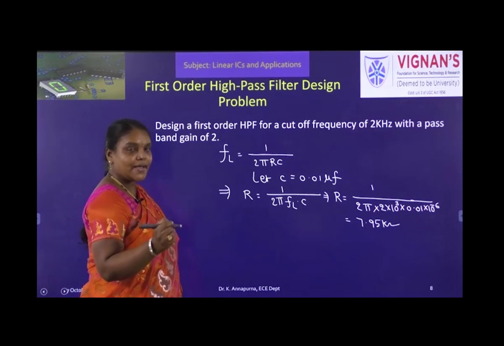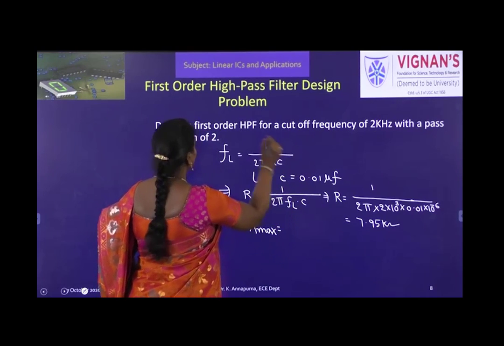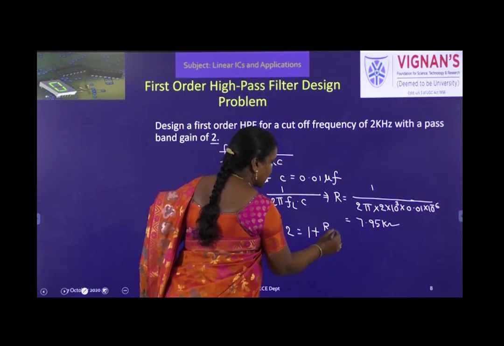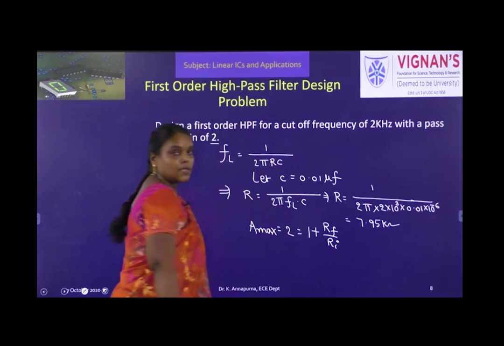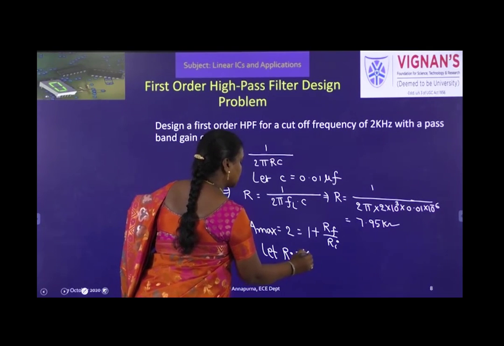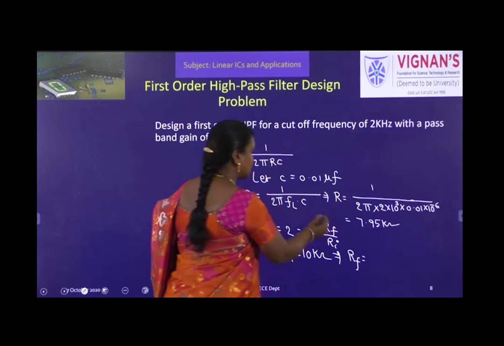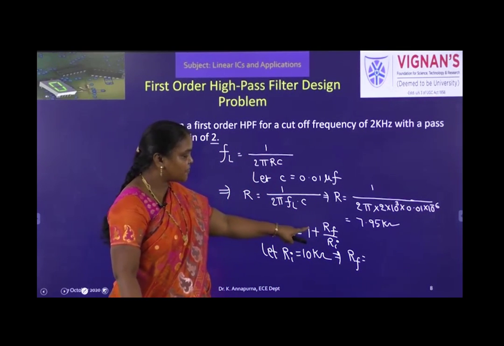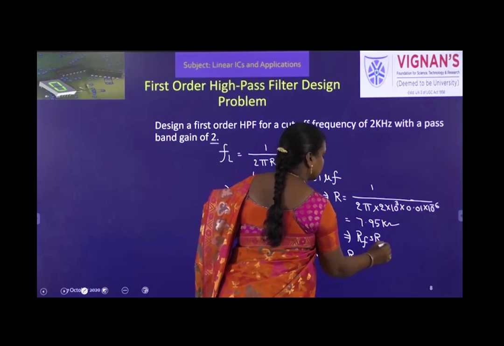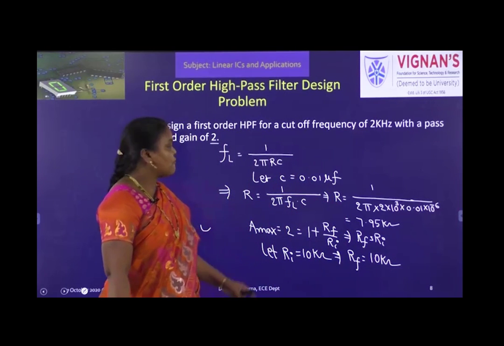And then we need to find Ri and Rf from the gain. So what is the maximum gain given? It is 2. So 2 is equal to, what is the formula for maximum gain? 1 plus Rf by Ri. So assume Ri is equal to 10 kilo ohms. Then what should be the Rf? See here, 1 plus Rf by Ri is 2, means Rf by Ri is equal to 1. That means Rf is equal to Ri. Okay, so Rf is also 10 kilo ohms. So we have found all values.